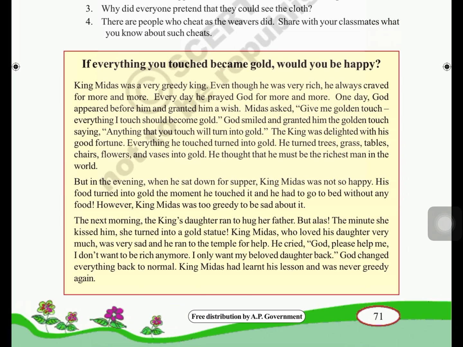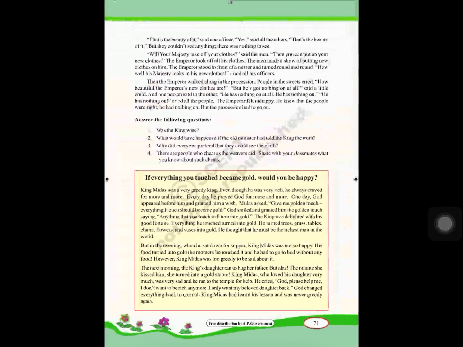So he has learnt a lesson. We should not be too greedy. We should be satisfied with what we have. And he did not behave like that again. Hope you might have enjoyed and learnt the moral of the story.